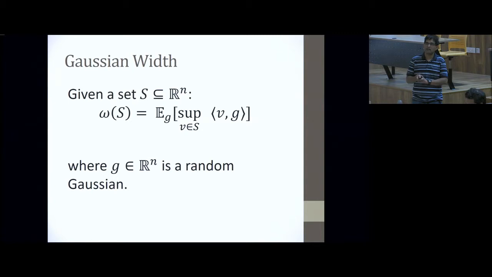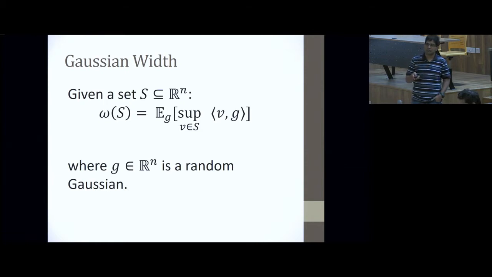So we have this notion of Gaussian width. If you have a set of vectors S, you can define the width of S to be the largest correlation between any vector in your set and a random Gaussian vector, in expectation over random Gaussian vectors. So if you pick a random Gaussian vector G, what is the most correlated vector with G?